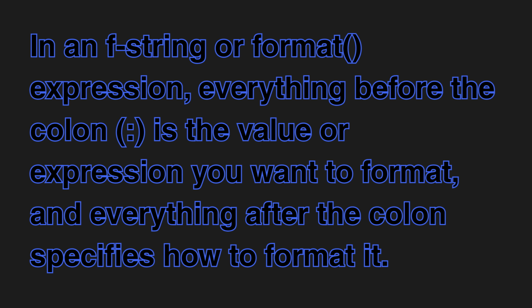So this :03D in our F string here that you see, this is actually the most sophisticated part of our F string. It's the format specifier. It controls exactly how our number appears in the final string. So in :03D, the colon separates the expression from the format specification. Everything before the colon is the value to format. Everything after tells Python how to format it. So before the colon, that's the value, that's what you're working with, that's what you want to format. After the colon, that's how you're supposed to format it.